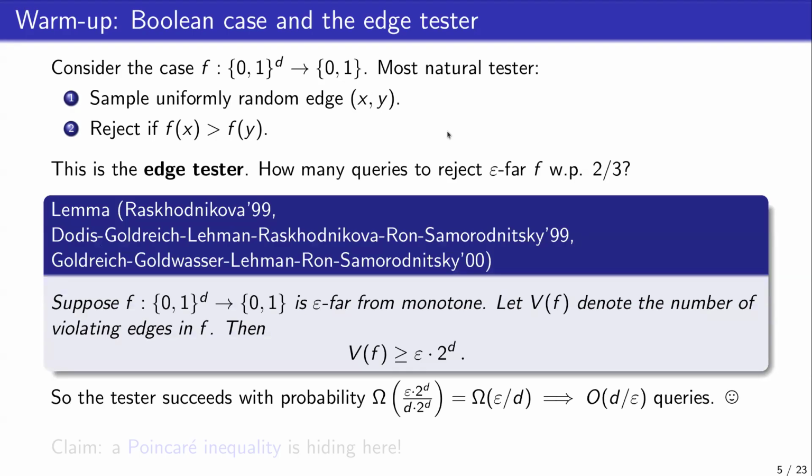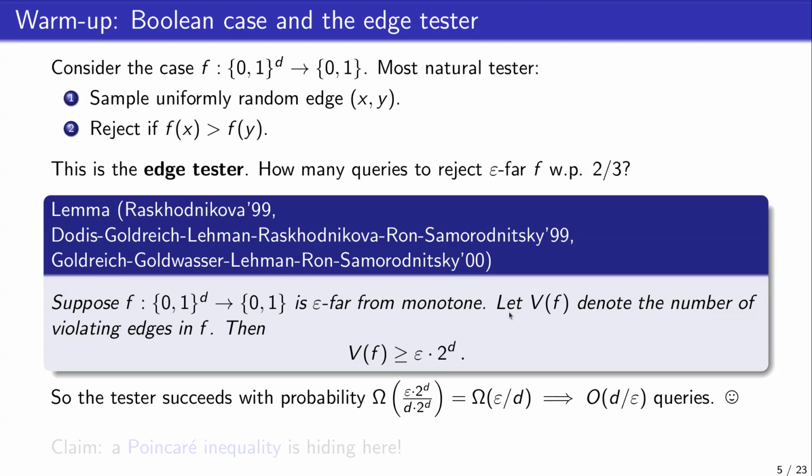So to answer this question, we have this classic lemma from those earlier works that I was mentioning, which places a lower bound on the number of violating edges. What the lemma says is that if this function f is epsilon far from monotone, and if you write v of f for the number of violating edges, then v of f is at least epsilon times 2 to the d. Okay, so that's the lemma.